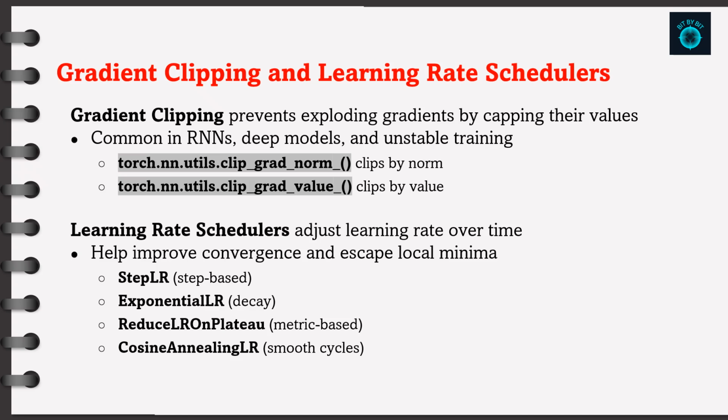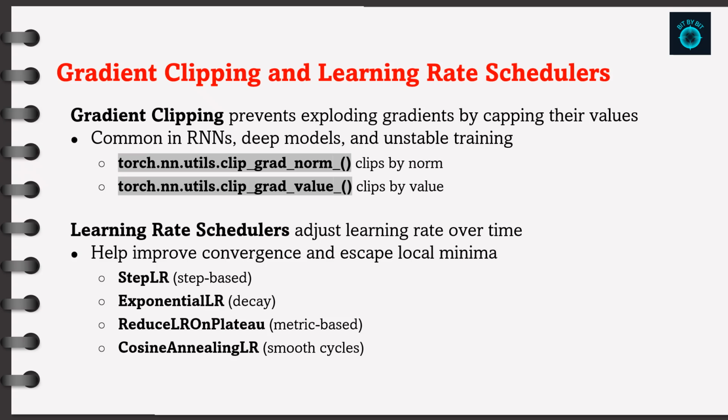First, gradient clipping is used to prevent gradients from becoming too large during backpropagation. When gradients explode, they can make the model weights unstable, especially in recurrent neural networks or deep models. In PyTorch, you can use clip_grad_norm to scale down gradients that exceed a specified norm. You can also use clip_grad_value to clamp gradient values within a fixed range.